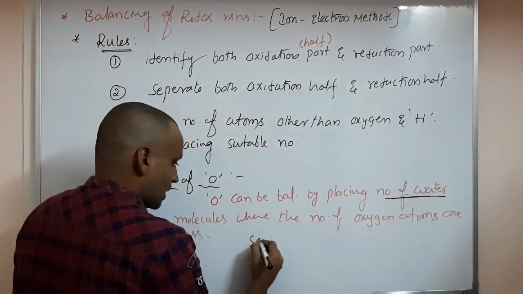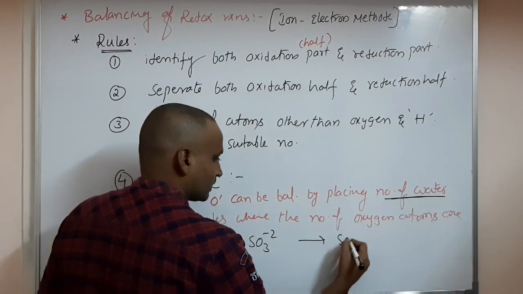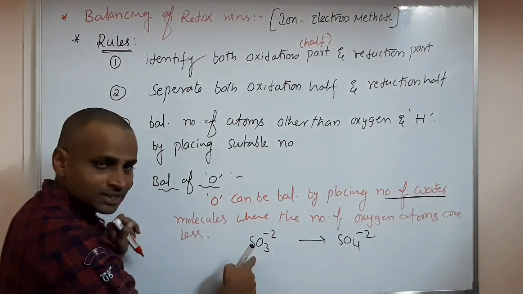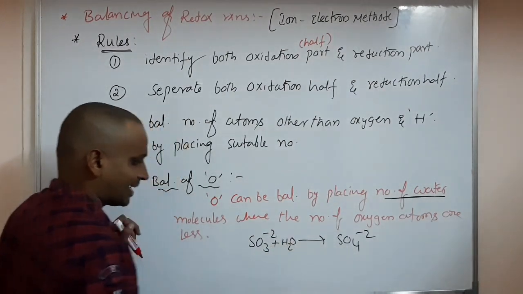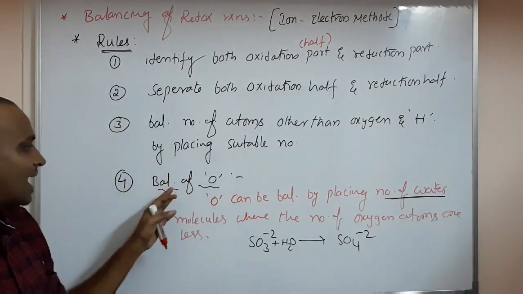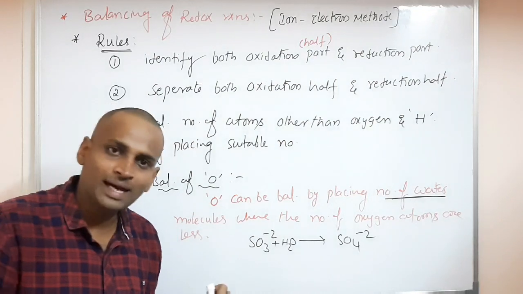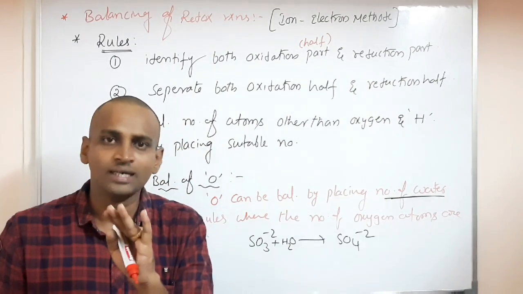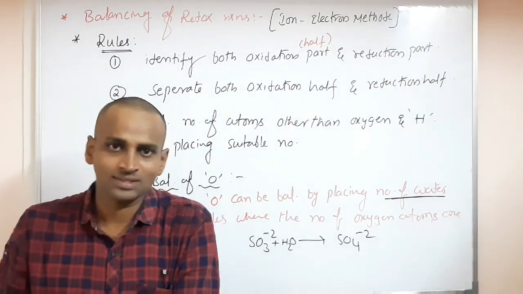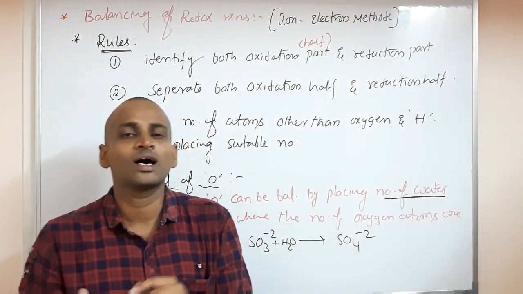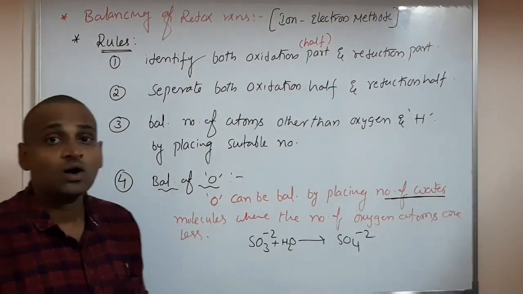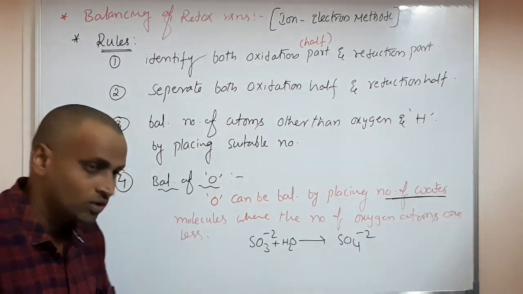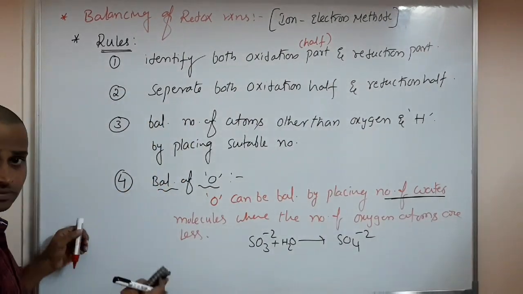That I will do. Suppose SO3 2- is converted to SO4 2-. Here 3 oxygens are there. Here 4 oxygens are there. 1 oxygen is less on this side. So one water molecule I'll add like this. In this way, I'll balance oxygen. How to balance oxygen? Tell me. Add water molecules on the side where those particular oxygen atoms are less. Hope you understood how to balance oxygen.